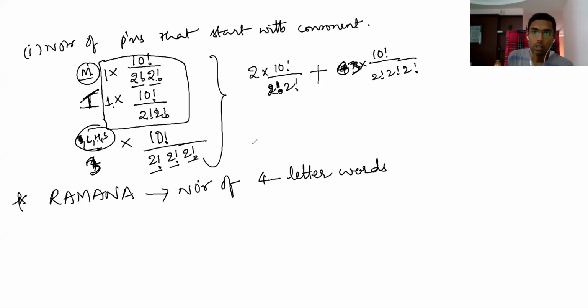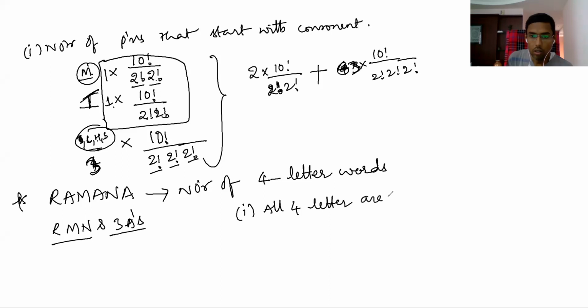Okay, thank you for that clarification. So here, number of 4-letter words with Ramana. Ramana has R, M, N, and 3 A's. Okay, here 4-letter words means what? Here, case 1: all 4 letters are different.